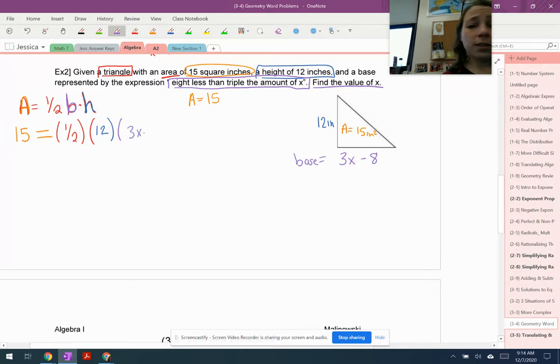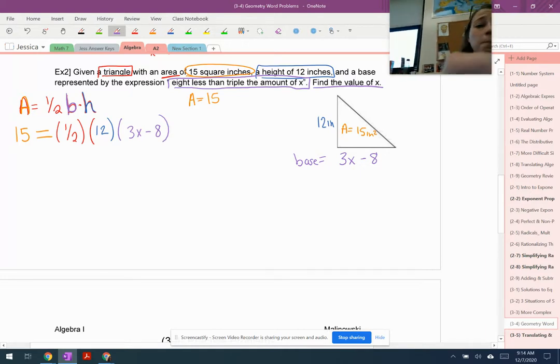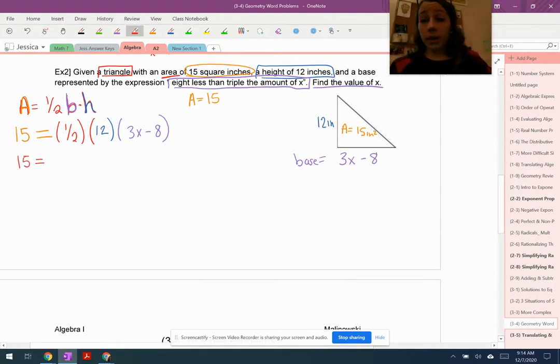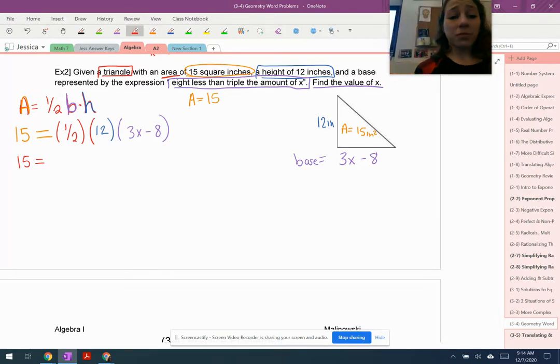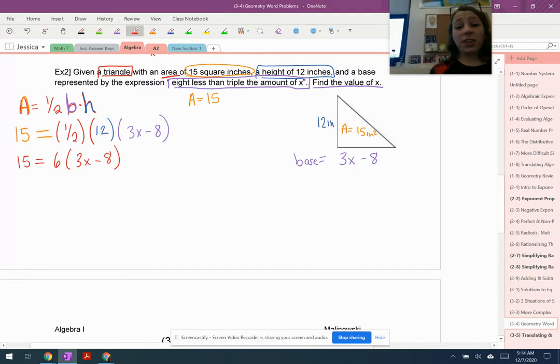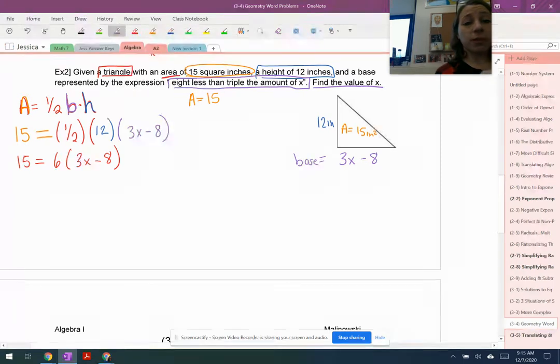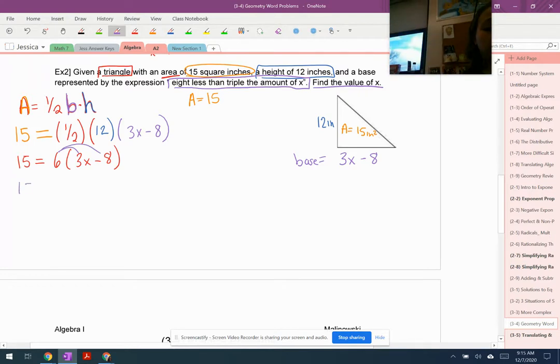3x minus 8. All right, so now I've got some simplifying to do here. The first thing jumping out at you might be to do that 1/2 times 12, and that hopefully will make things easier. 1/2 times 12 is 6. And then I'm just going to carry down that 3x minus 8. Then it's very obvious to me that we need to do some distribution because we've got that number hanging outside of the parentheses there. So carry down my 15.